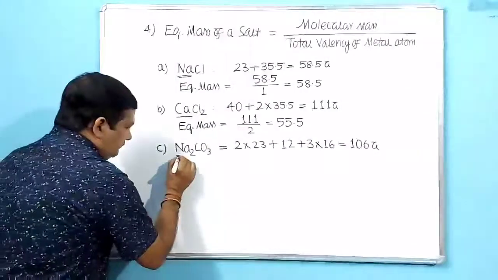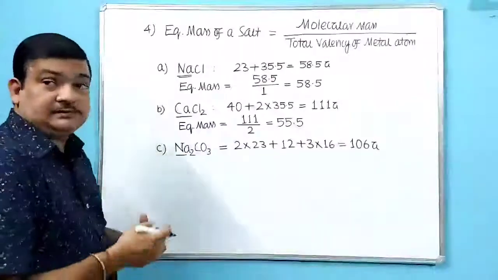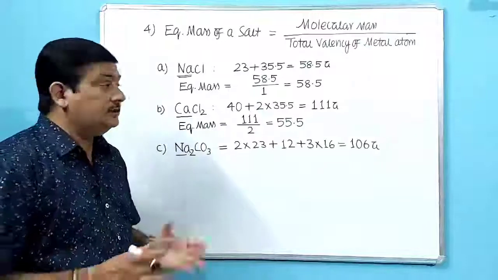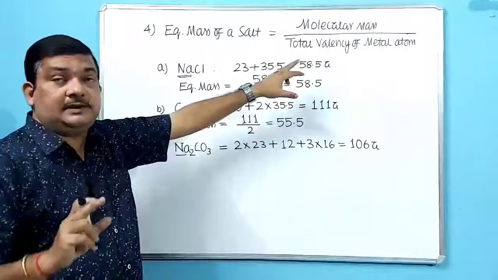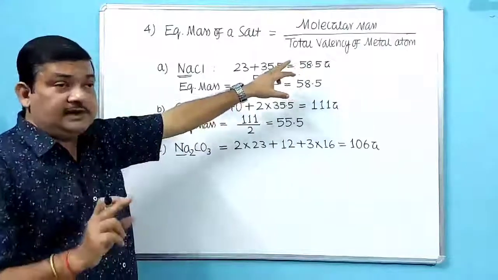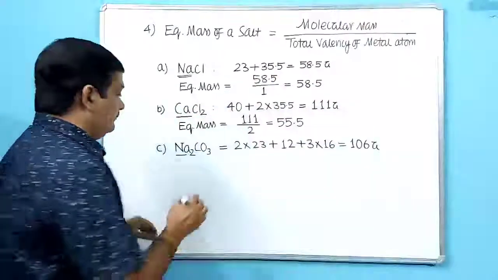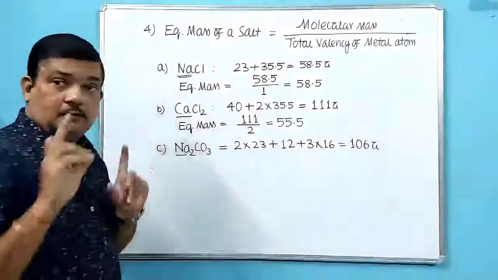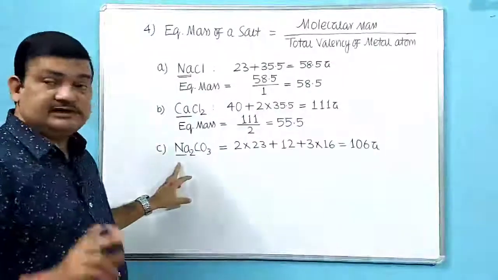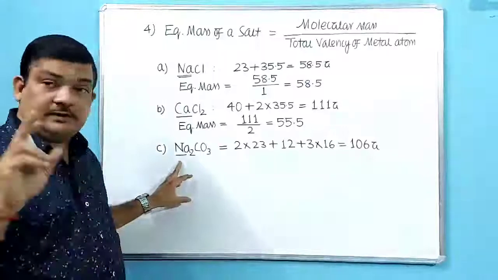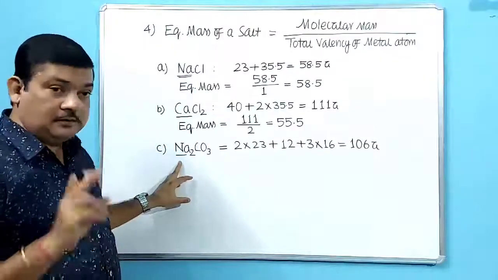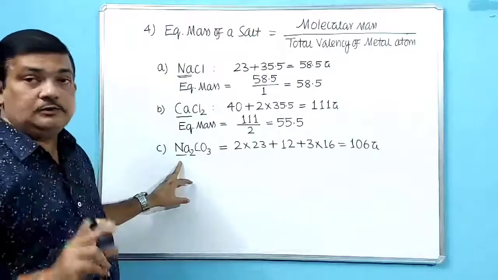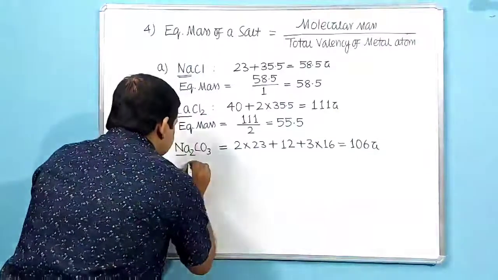So what is the metallic part here? Sodium. How many sodium atoms are here? 2 sodium atoms. So what is the formula? Not valency of metal ion, but total valency of metal ion. How to find out? Number of metal atoms into its valency. The valency of sodium is 1, and 2 sodium atoms are present. So what will be the total valency? Number of atoms into valency, 2 into 1. So what will be the equivalent mass?